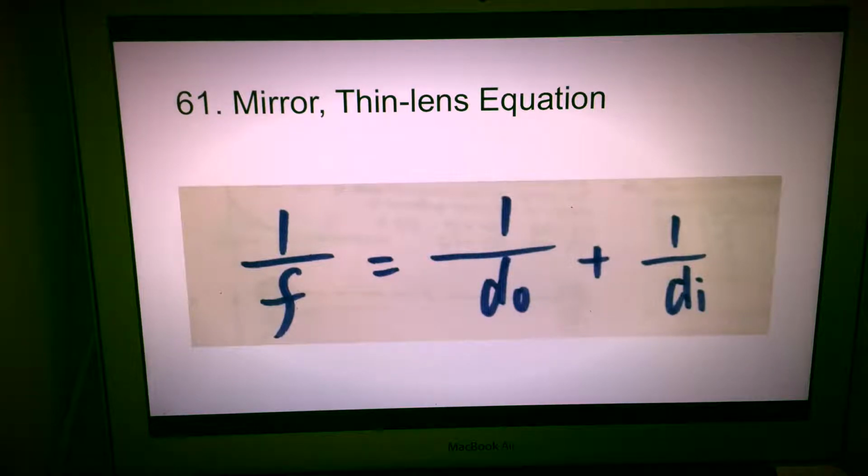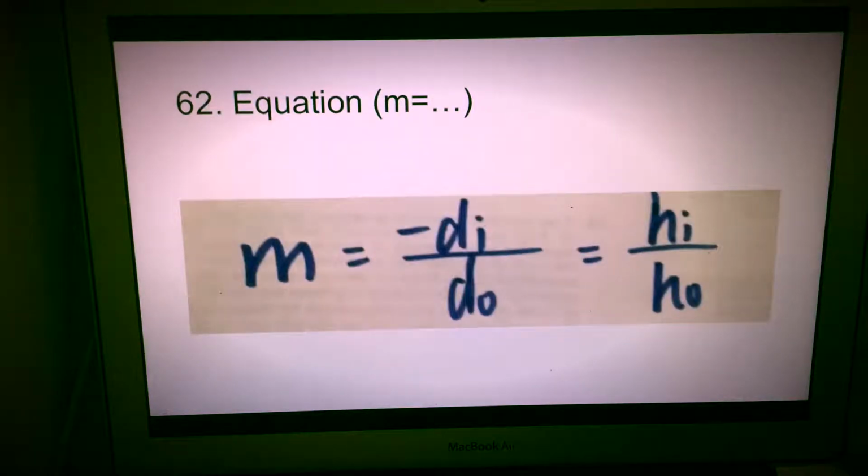61. Mirror thin lens equation: 1 over f equals 1 over d0 plus 1 over di. I is the image and O is the object to the lens or mirror, and f is the focal length of the mirror or the lens. 62. Magnification equals negative di over d0 equals hi over h0.